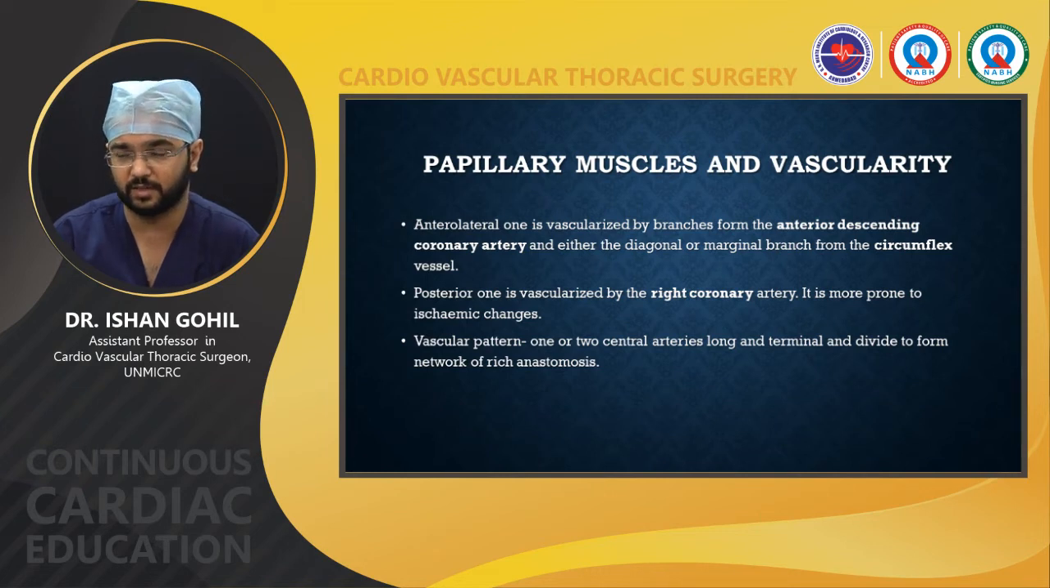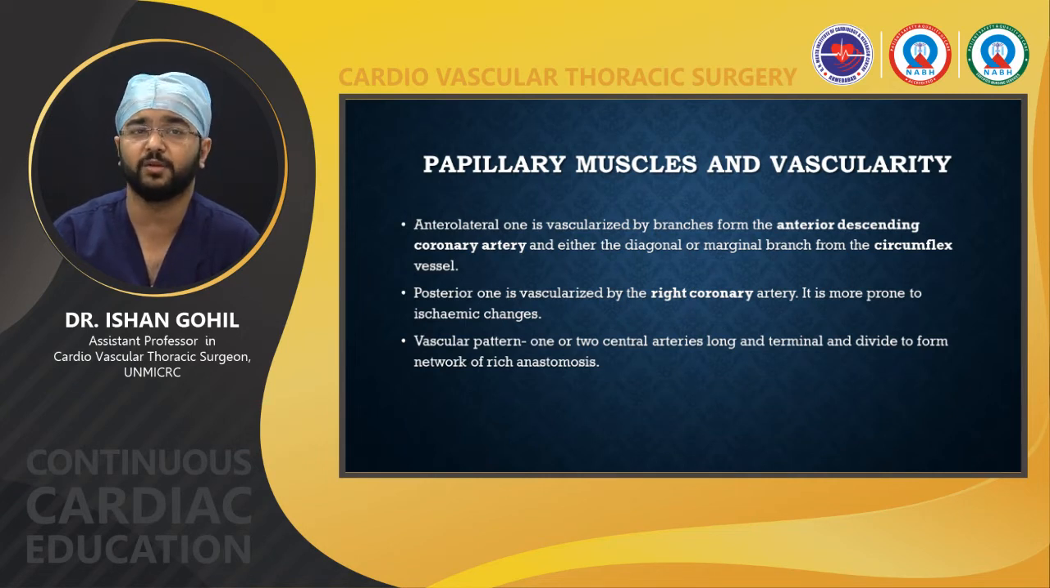So when we see acute MR in a patient of papillary muscle rupture or acute MI, it is mostly because of the rupture of the posteromedial papillary muscle rather than the anterolateral papillary muscle, because of its dual vascular supply. And the vascular pattern in the papillary muscle is, suppose there is a papillary muscle, there is a single vessel traversing through it and there are branches arising from it. There are 1 or 2 central arteries with branches dividing from it.